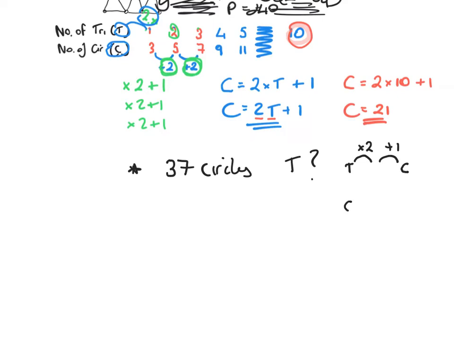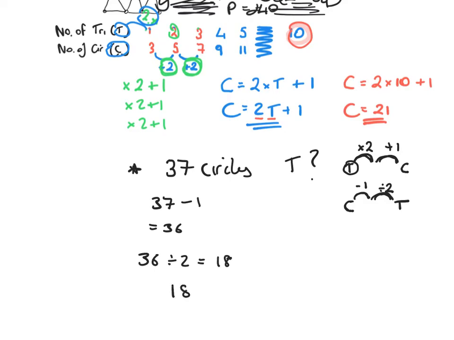Now to get the number of triangles from the circles, you would work backwards. So you would take away 1 and then divide by 2. And that would give you the number of triangles, okay? So if you've got triangles and you want circles, you times by 2 and add 1. But if you've got circles and you want triangles, you work backwards, you take away 1 and you divide by 2. So it's going to be 37 take away 1 is 36, and then 36 divided by 2, which is 18. So that means that there are 18 triangles.